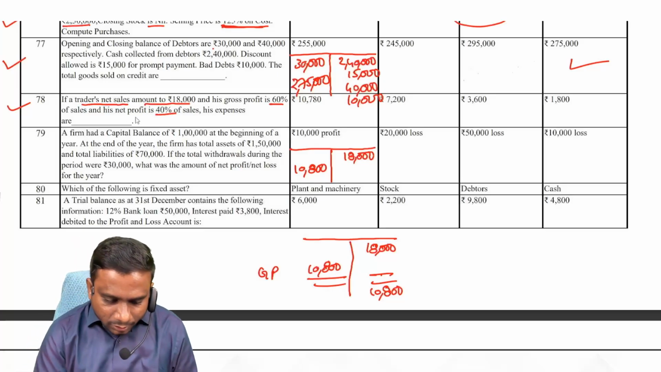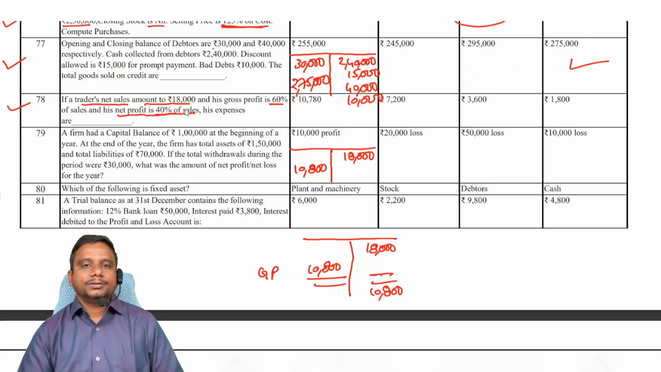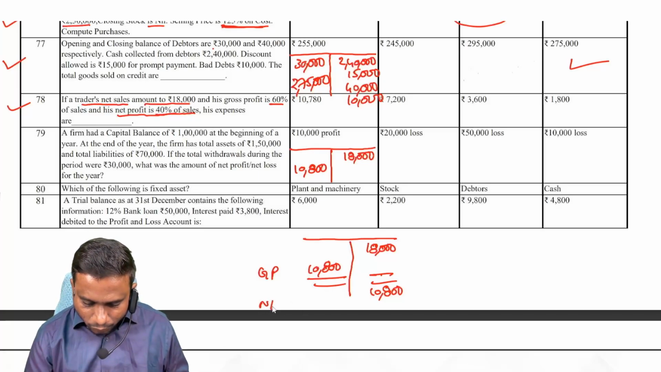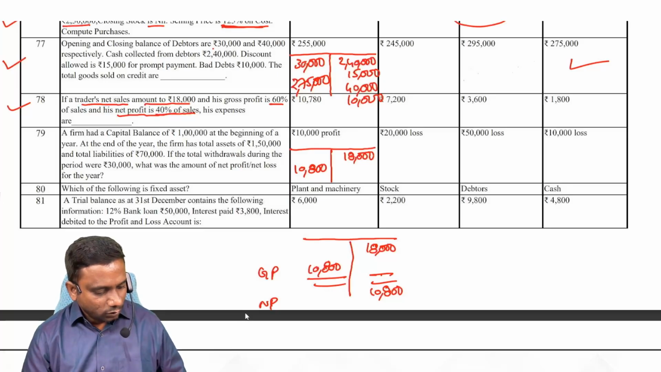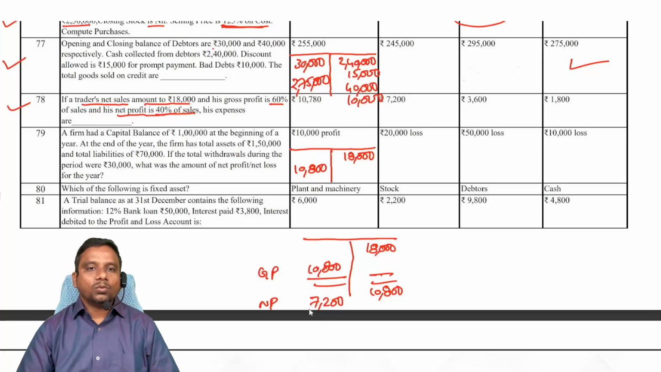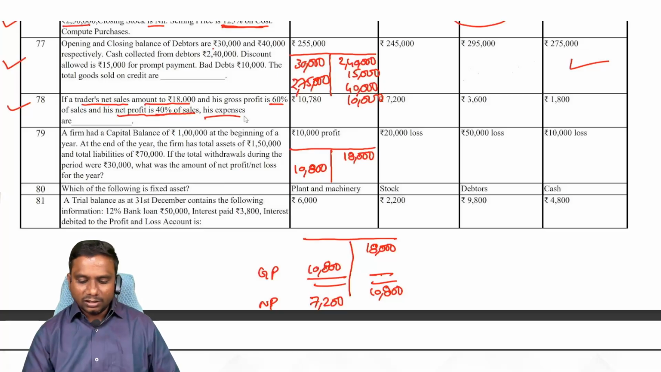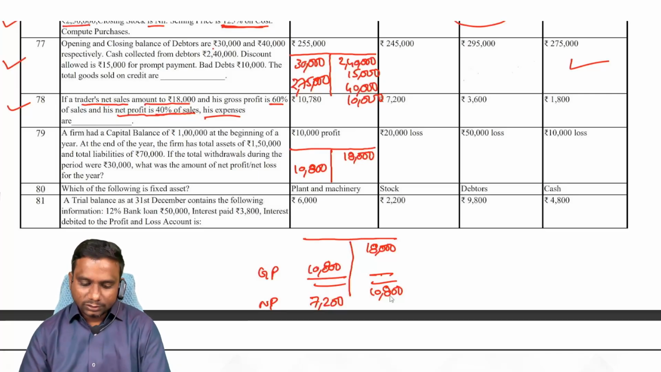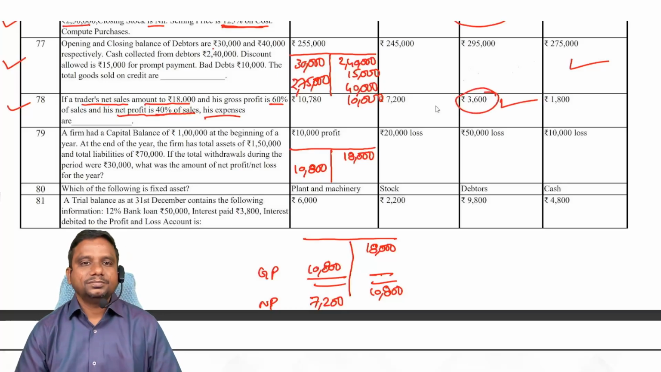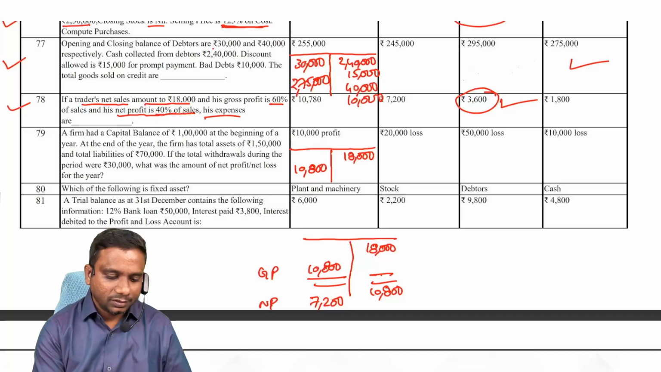Now what are they giving? Net profit is 40% of sales. So net profit is 18,000 into 40%, 7,200. Now they are asking about expenses. Simple. 10,800 gross profit, net profit 7,200. 10,800 minus 7,200, so expenses are 3,600. Very interesting question, no? Concentrate. Okay, next one.